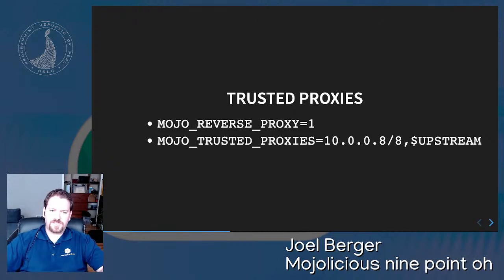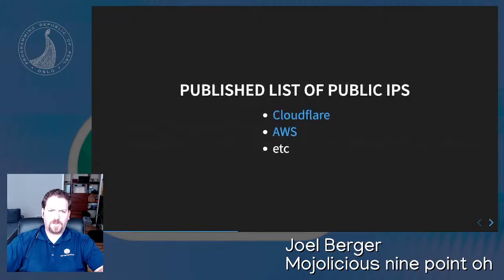So if this sounds interesting to you, please look up Mojo Trusted Proxies in the documentation, and you'll read more there. For example, I have links here to show, but I think we're just going to assume that you guys know that the major proxying services have published lists of IPs that their requests may come from. And if you include those in your application, you can safely proxy from them.